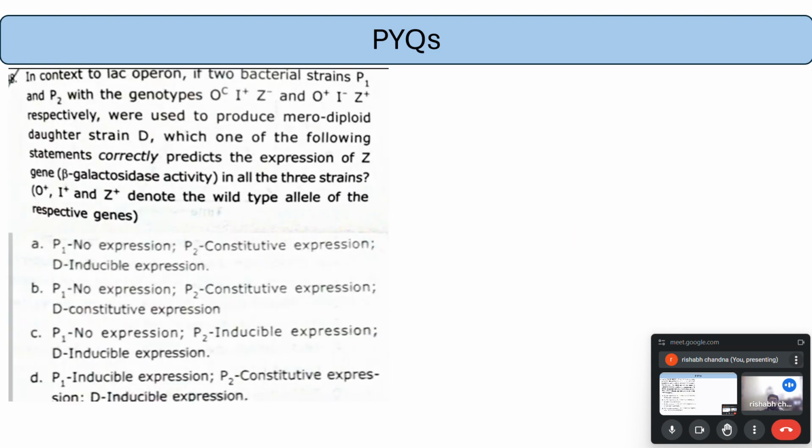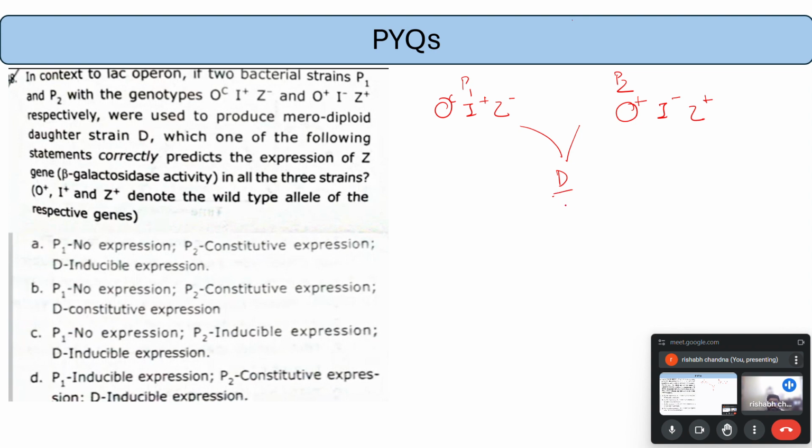Now moving on to the next question. In context to the lac operon, two bacterial strains P1 and P2, P1 has the genotype OC, I plus, Z minus, and P2 has the genotype O plus, I minus, and Z plus, respectively, were used to produce a mero-diploid daughter strain D. So these were fused and a mero-diploid strain was produced, that is D.